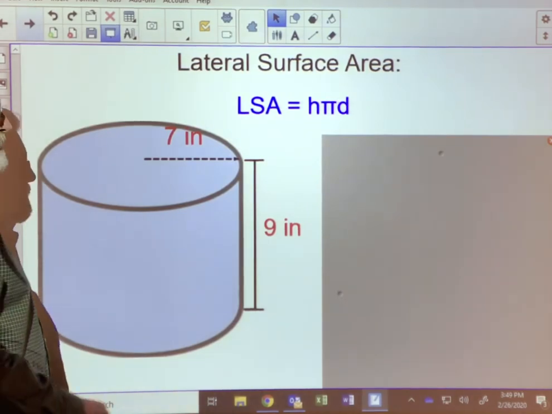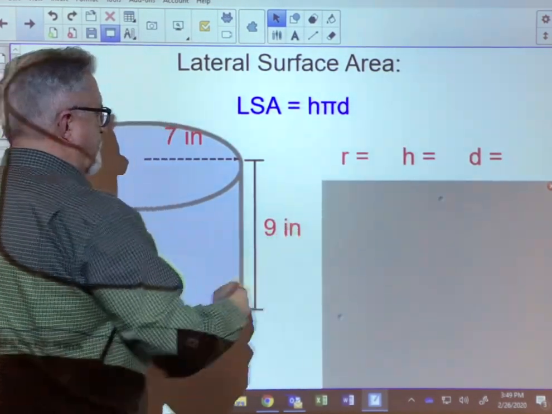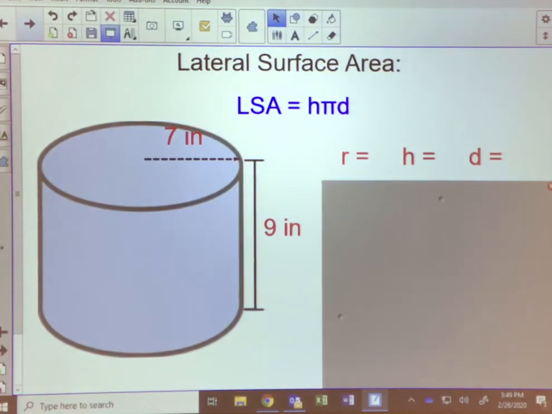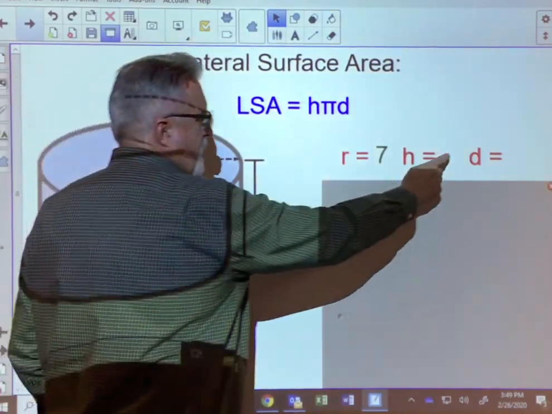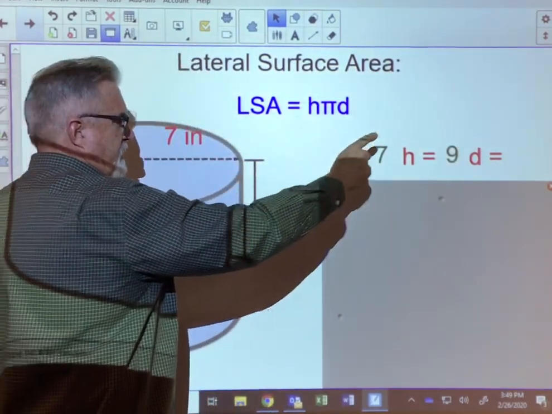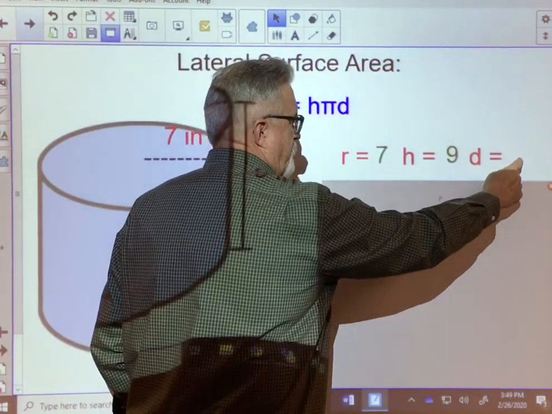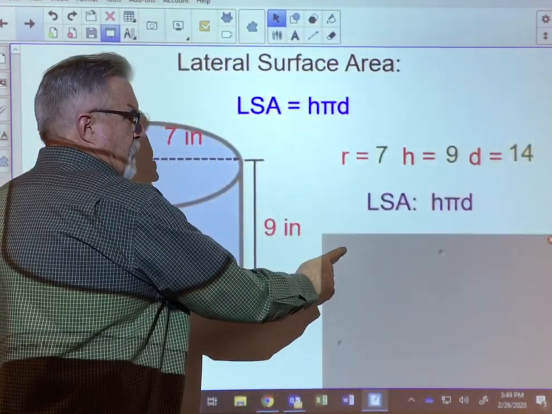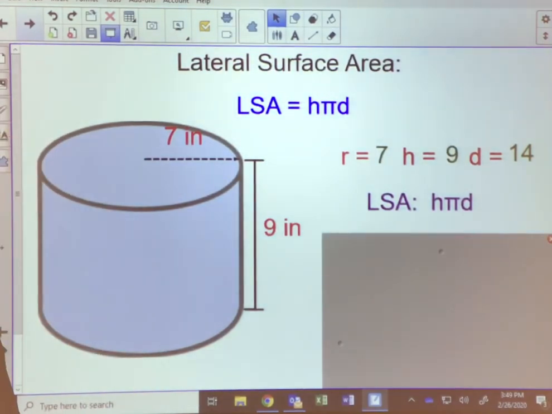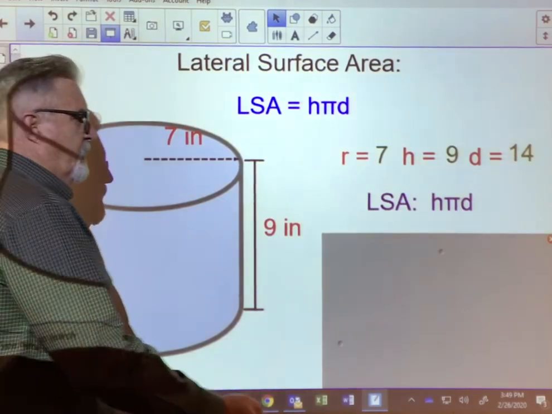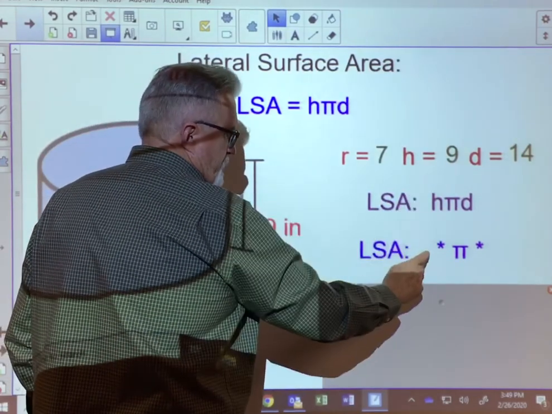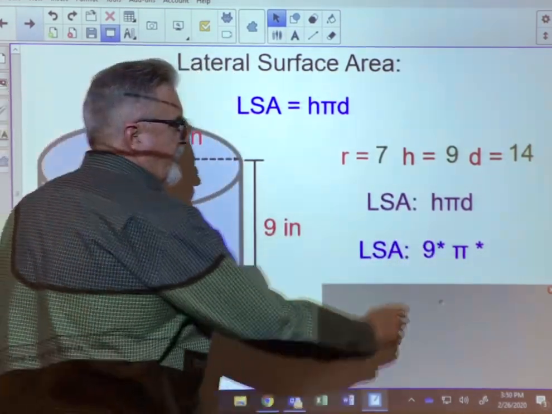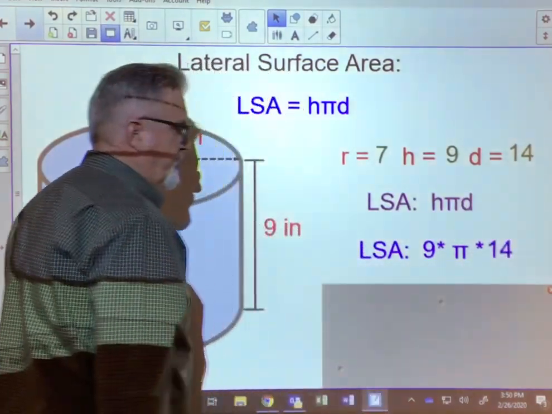So let's take a look at what this looks like. On this one, let's get our measurements that we're given. We were given the radius, which was 7. We're given the height, which is 9. We know that if we double the radius, we'll have the diameter, so 7 times 2 is 14. Our lateral surface area formula is height times pi times diameter. So it's just a matter of replacing the variables with the corresponding measurements. We have a height of 9, so we're going to plug 9 in. We have a diameter of 14, so we'll plug 14 in there.